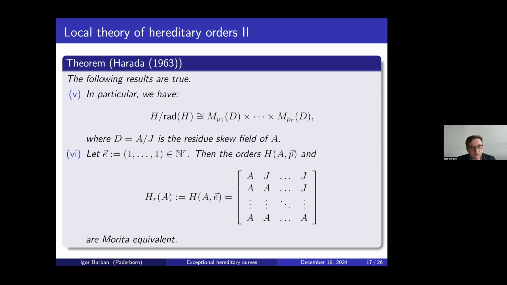So in general, the order I showed you need not be basic, but up to Morita equivalence, any hereditary order is isomorphic to this order H_{A,E}, where E is a tuple of ones. The number R, the size of this matrix, is called the type of the hereditary order. So the type of a hereditary order is actually the number of non-isomorphic simple modules of H. So it is an invariant of an order. So I stated the main results from the local theory.